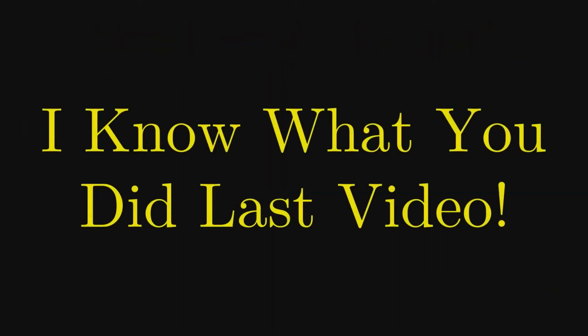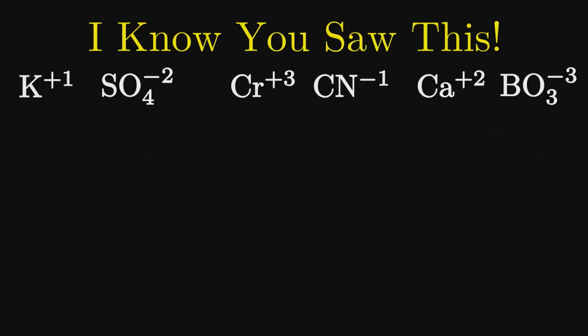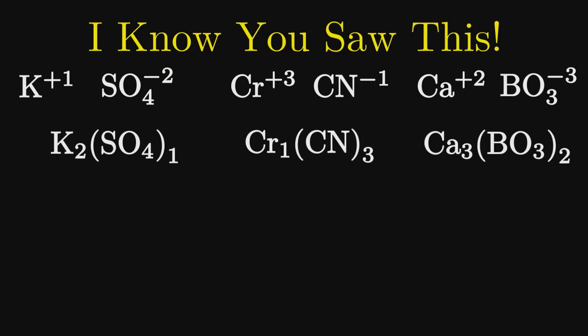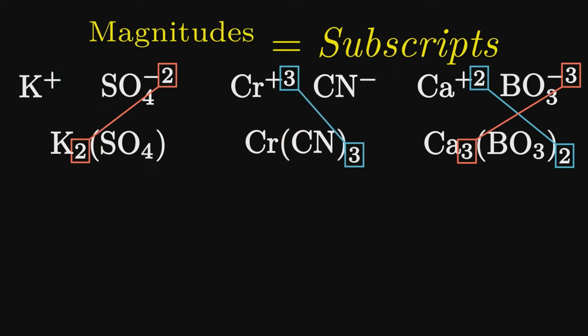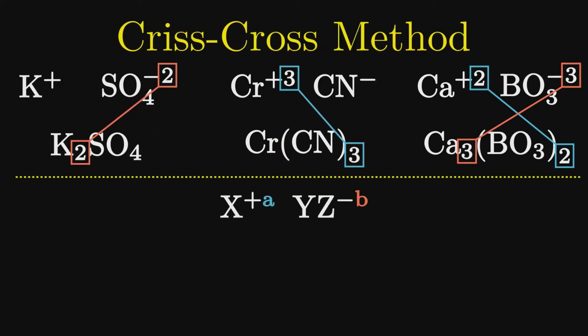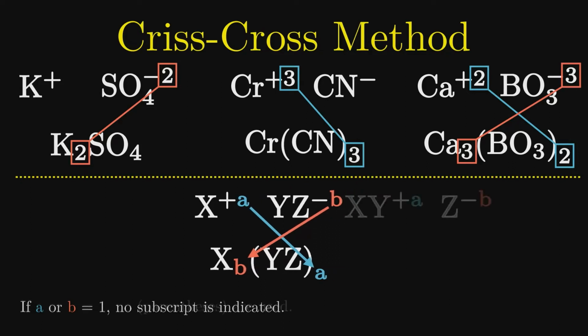If you saw part 1, you already know that the magnitudes of the ion charges become subscripts in the final formula. This means we can arrive at the correct formula by crisscrossing the charge values and turning them into subscripts. We do not put subscript 1s, and we do not include parentheses if a polyatomic ion is needed only once. So again, we do not need unnecessary fancy accounting to determine the formula, as a simple crisscross will do.